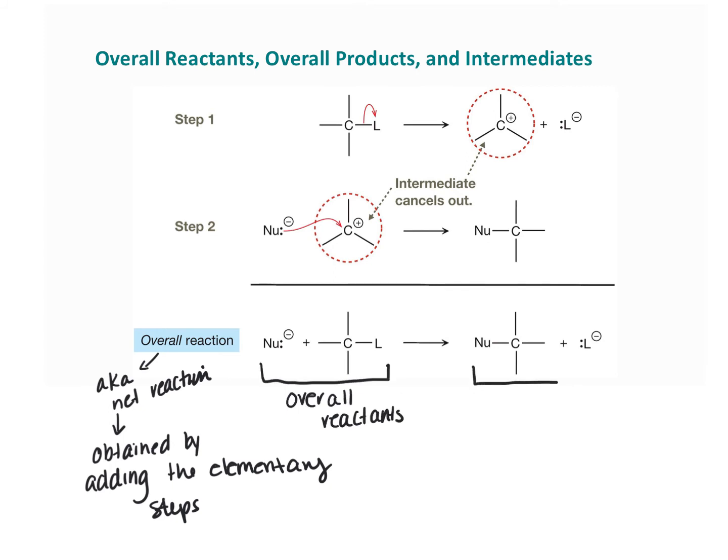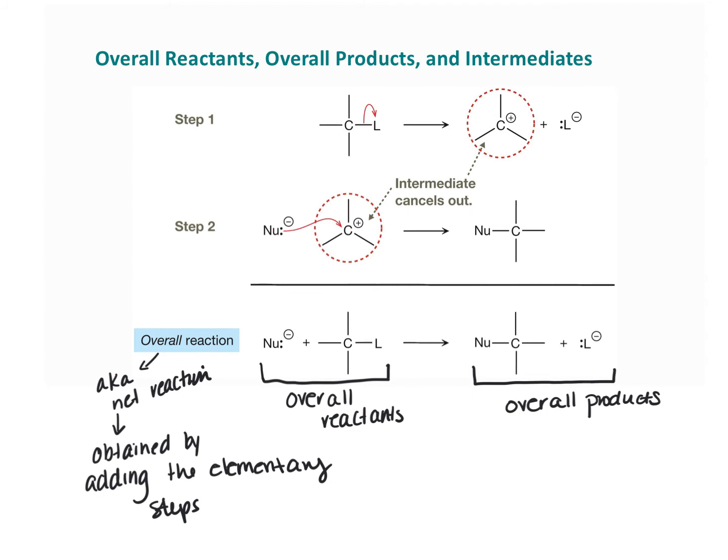And these appear in the products, and so they would be overall products. Overall reactants are physically added together to initiate a reaction. Overall products are the newly formed compounds that are found in the reaction mixture after the reaction has come to completion. So these would be the things that we would add in the reaction flask in the laboratory, and these would be the things that we would isolate when the reaction was complete.